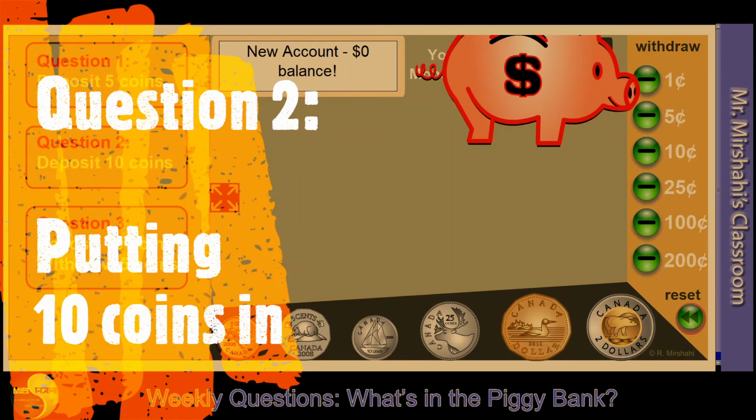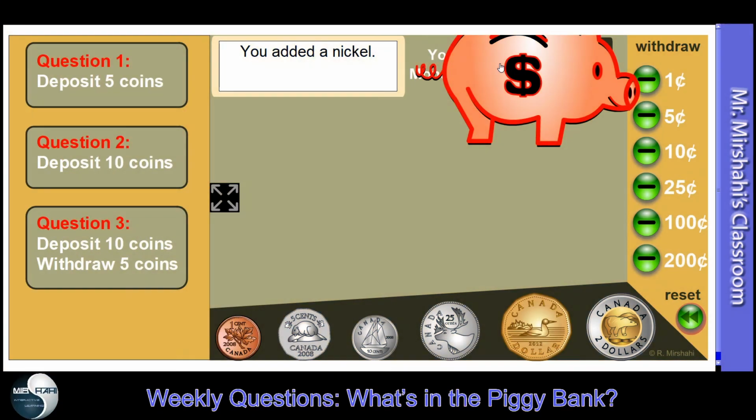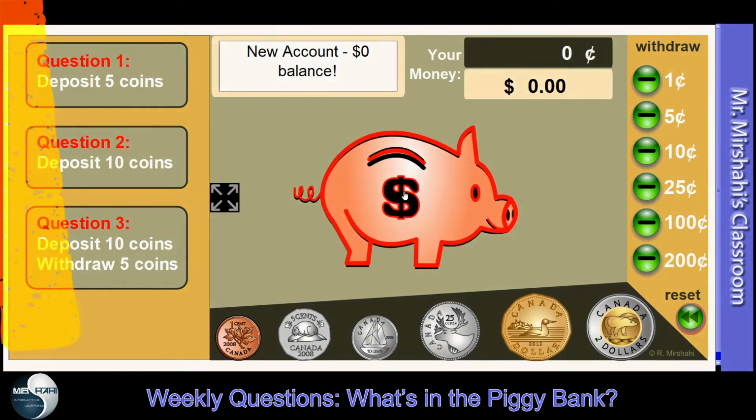Question 2. Let's cover. I need to put 10 coins in there. So 1, 2, 3, 4, 5, 6, 7, 8, 9, 10. How much money is there in the bank? I put 10 coins in there. You should have looked here too, because it tells you what I put in the bank.